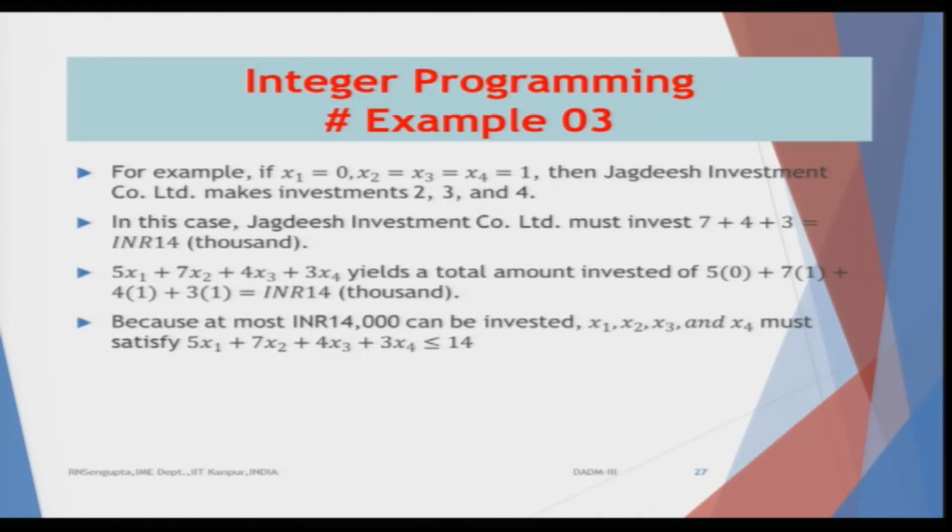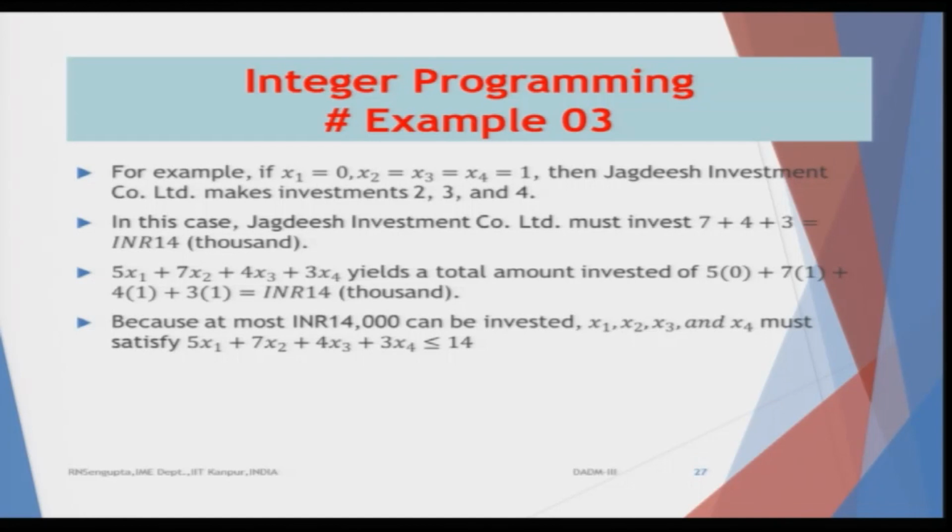Again, x1 is 0 and x2, x3, x4 are 1, which means that Jagdish Investment Company has made investments in the second, third, fourth decisions and not in the first. So, in that case Jagdish's total investment would mean that it should invest 7,000 in the second, 4,000 in the third and 3,000 in the fourth. So, the total amount of investment would be, because it is not investing in the first one, 5 into 0 plus 7 into 1.